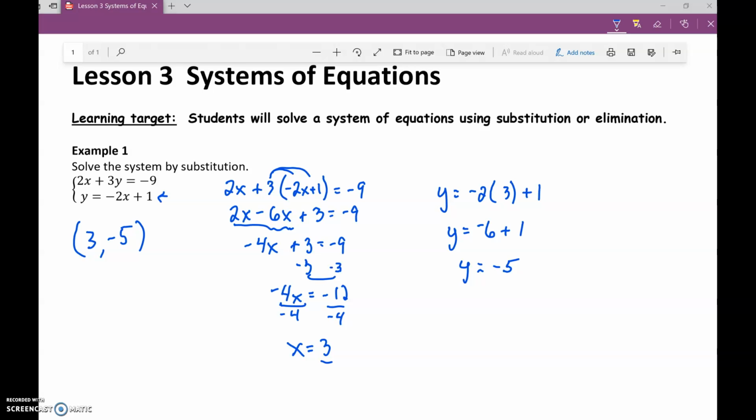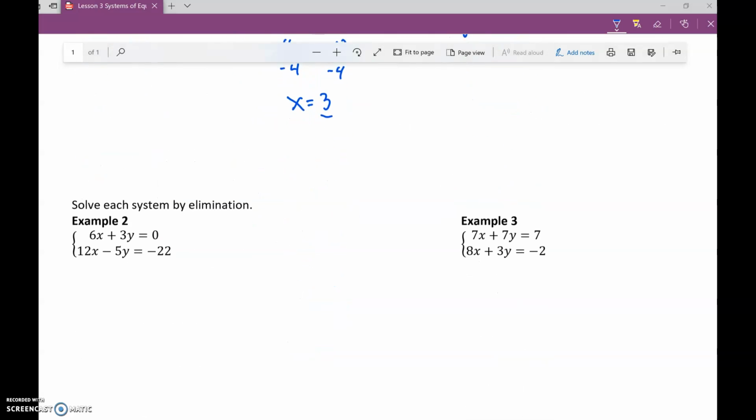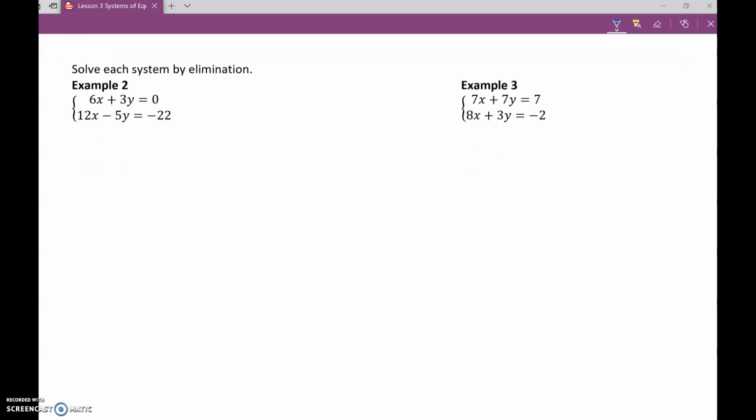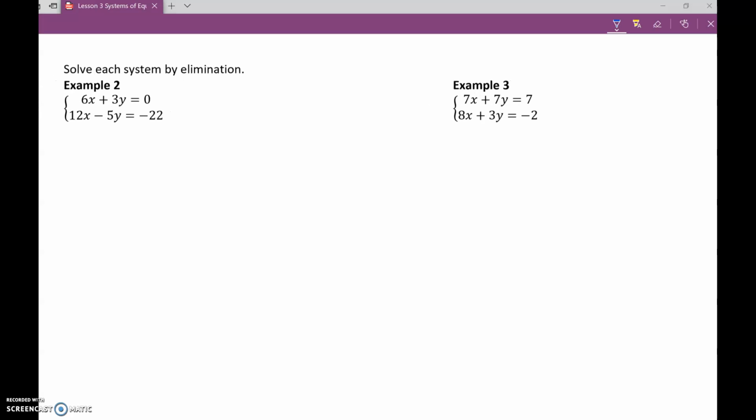Okay, substitution. All right, elimination. When we used elimination, we wanted the x's to eliminate when we add the 2 equations, or the y's to eliminate when you add the 2 equations. If you look at example 2, and we add these up, my x's are not going to eliminate, and then the y's are not going to eliminate.